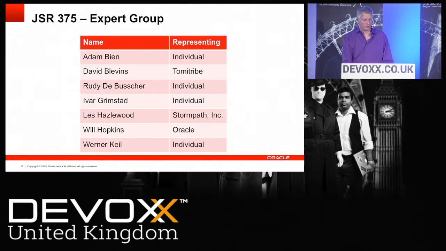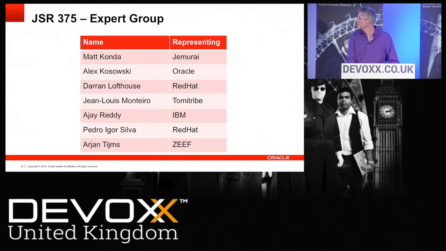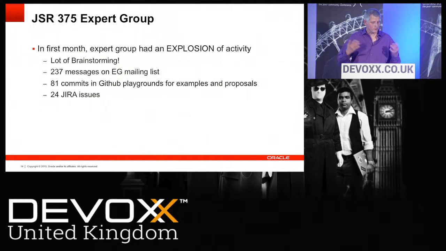The expert group, as I said, consists of 14 members. You might recognize some of these names. As I said, Tommy Tribes and David Blevins are on the group. We have Les Hazelwood from Stormpath, who is actually the guy who spearheaded Shiro. We have some individual members who are contributing. We have some Red Hat contributions. We have IBM, and we also have Argentine, who I just mentioned earlier, who does a lot of contributions to EE in general.